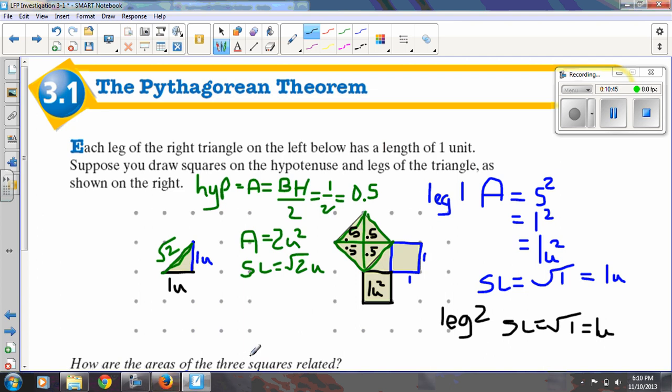Now I want to leave you with a question. And the question is, how are the areas of the three squares related? Okay, so I want you to think about this, and I believe this question is on your green sheet. Here we go. You're going to compare, let me get a different color. You're going to compare this square, the area of that square, the area of that square, and the area of that square. And answer this question down here, right down here. How are the areas of the three squares related? Okay, this is part of us recognizing the pattern so we can discover that Pythagorean theorem.